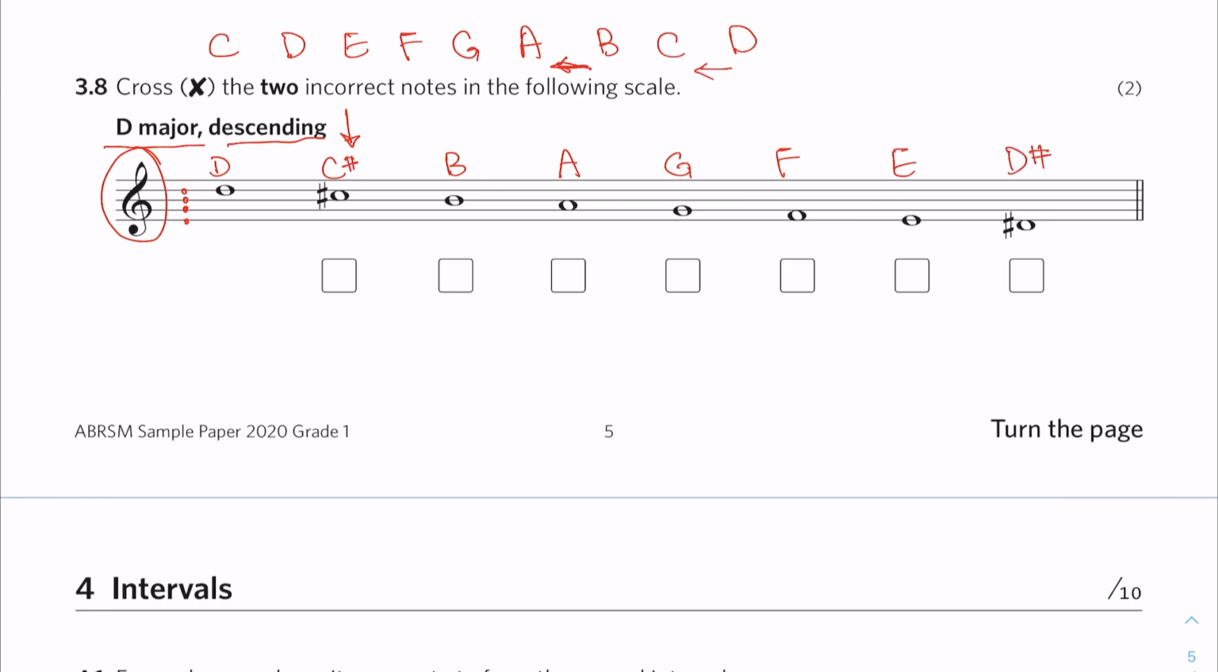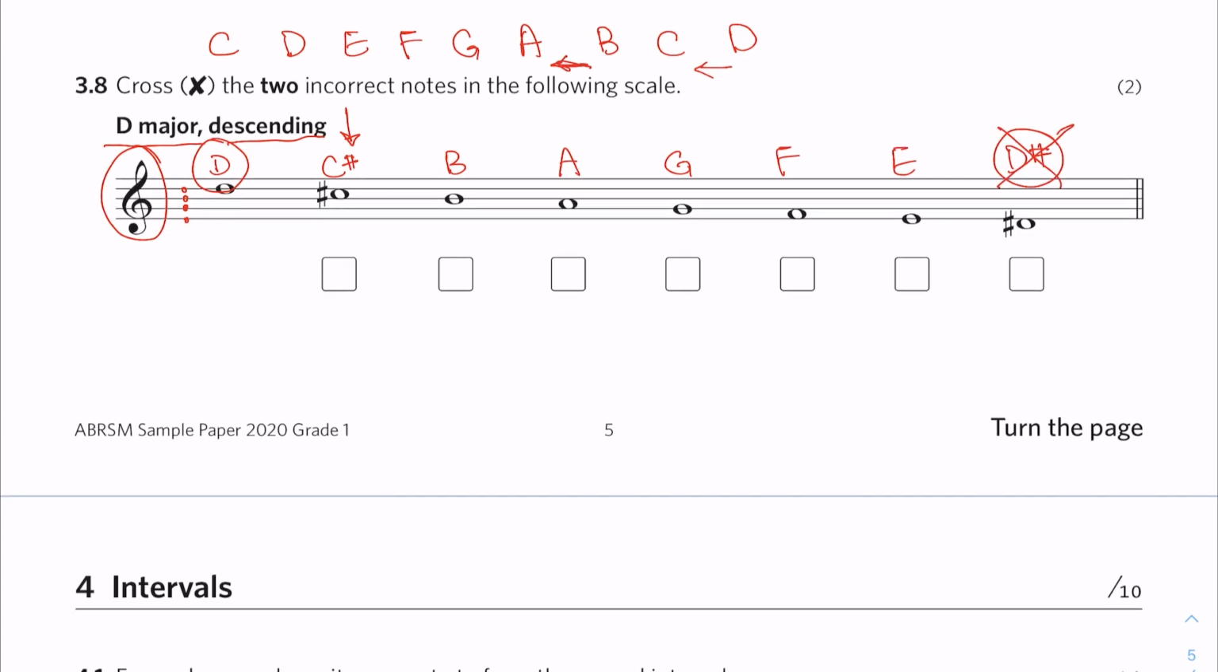Okay, that's a bit weird already, because if we start on D, it's in the key of D, it must end on D. Now we end on D sharp, so we know that this note is not correct, right? So this is the incorrect note. Then next, we have to figure out the key signature of D major. In D major, there are two sharps, and they are F sharp and C sharp. So let's go back to start from the beginning.